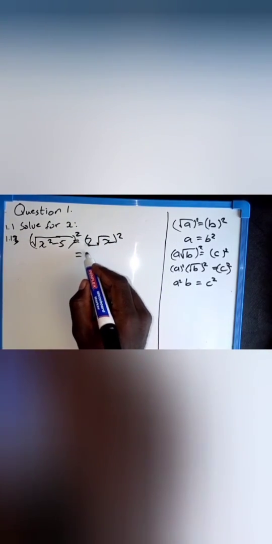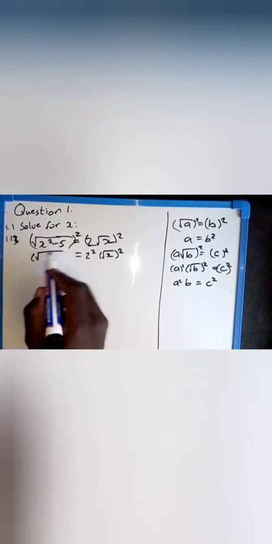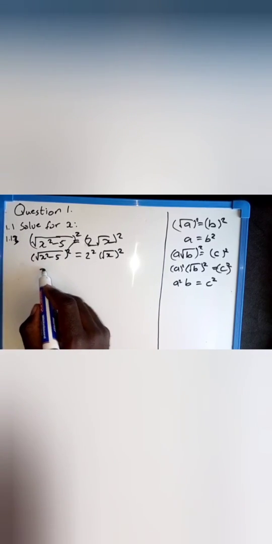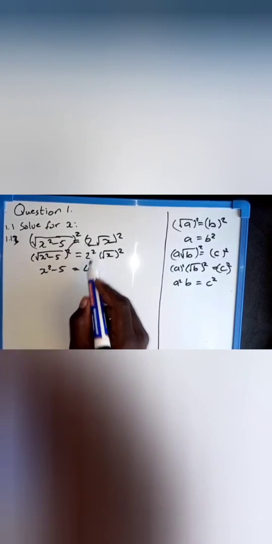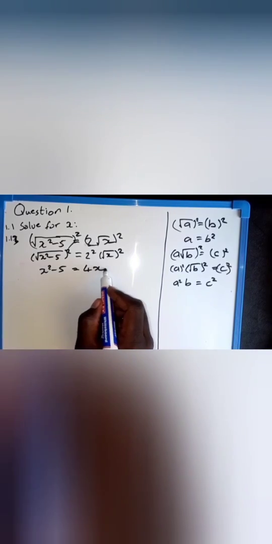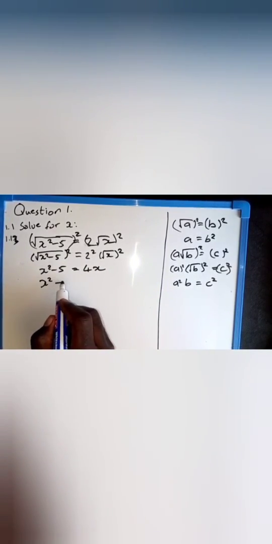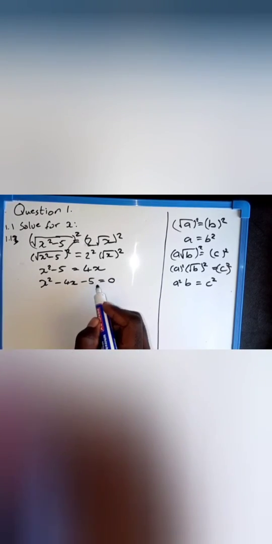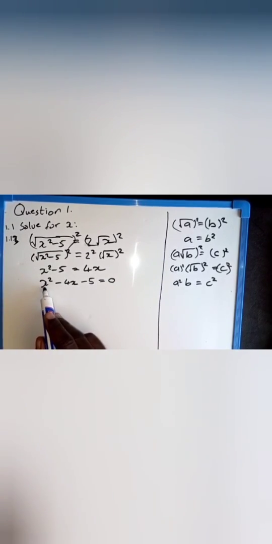This will be 2 squared and root x squared. Root of x squared minus 5 squared gives x squared minus 5, which is equal to 4x. 2 squared is 4, and root x squared is x. And now you bring your 4x to this side, you have x squared minus 4x minus 5 is equal to 0. Then what do you do? You factorize this.